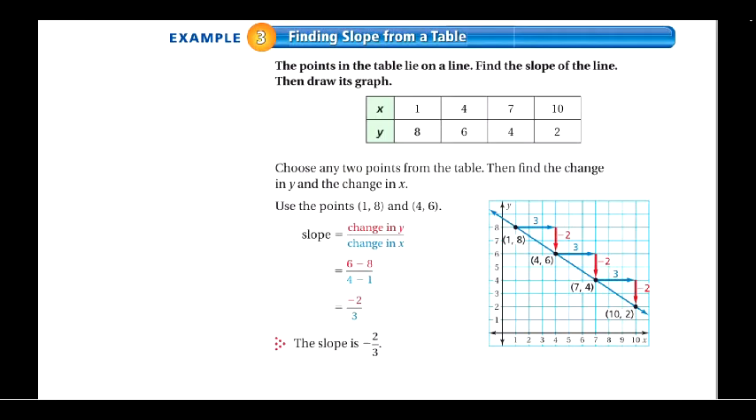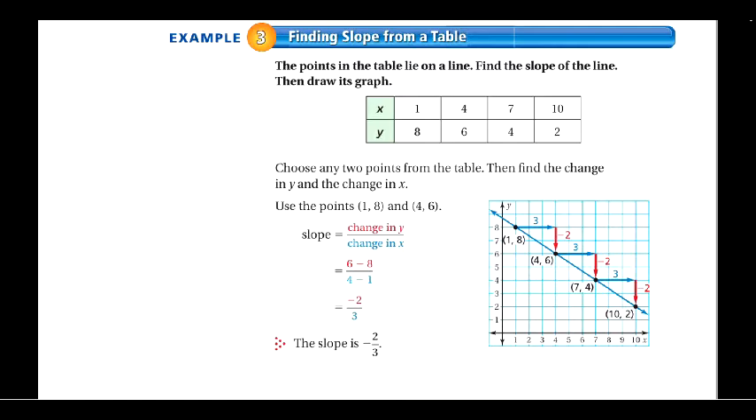2 more examples, then we're done. You'll see here that they ask you to find the slope from a table. So someone has been nice enough to already make a table. They didn't even give us the equation, and plugged in some numbers. I want to see if you notice a pattern here. When x is 1, y is 8. When x is 4, y is 6. When x is 7, y is 4. When x is 10, y is 2.